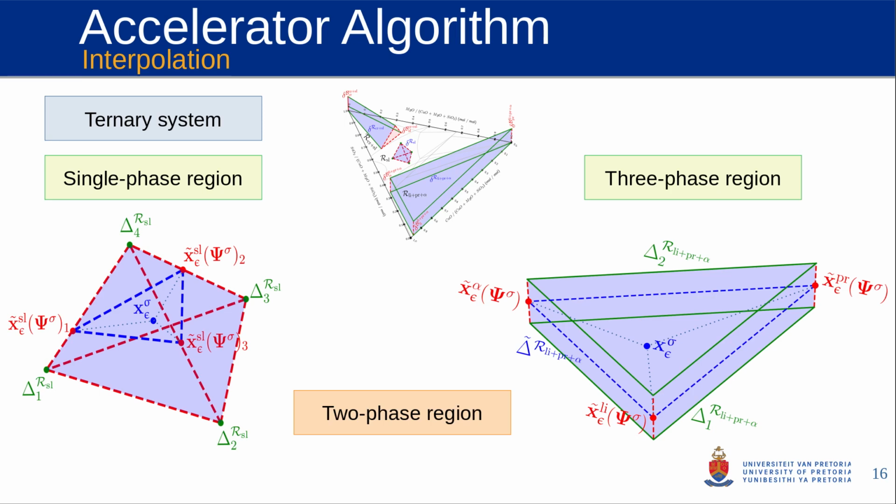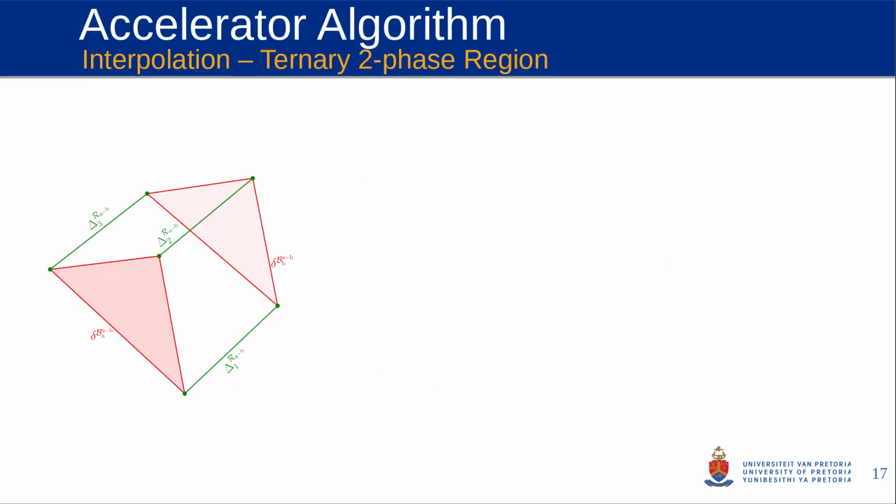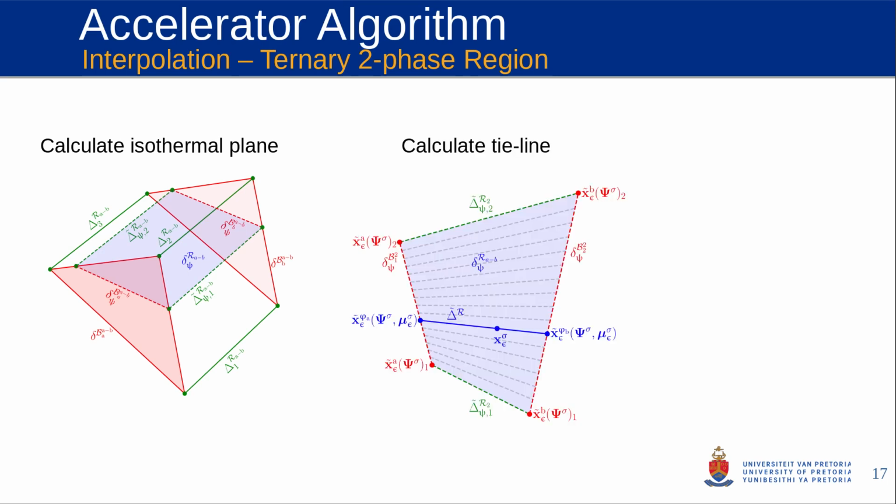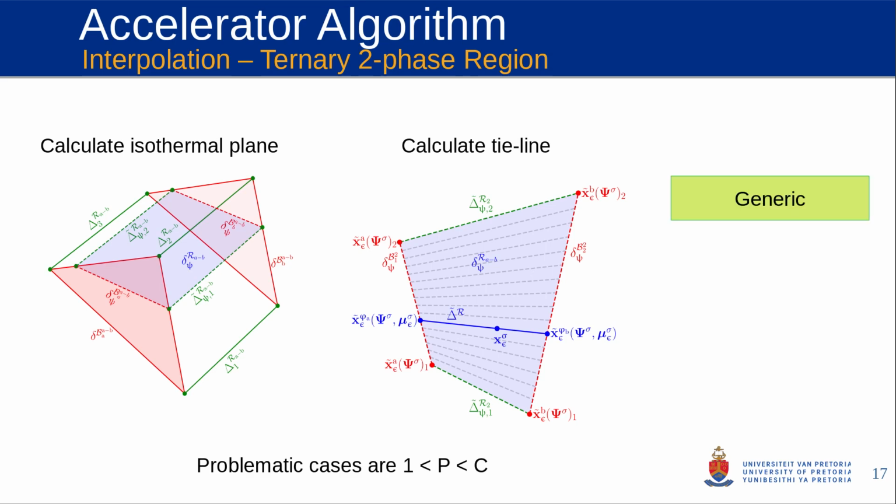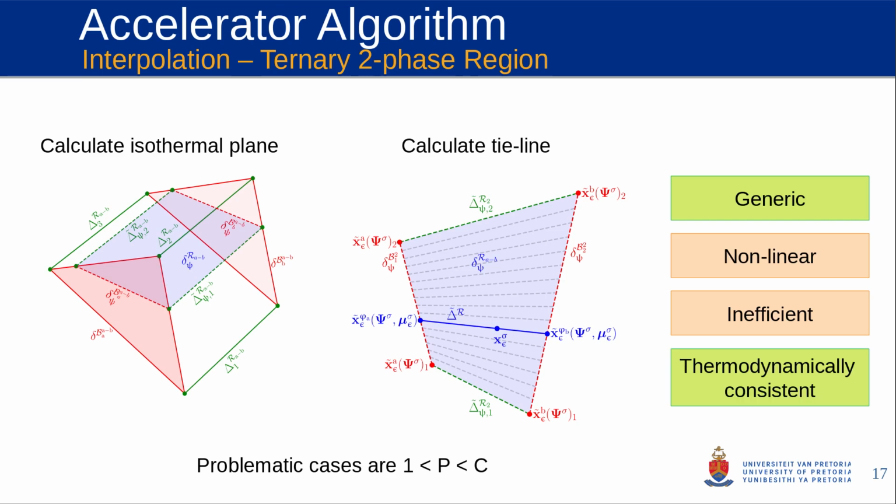The two-phase region, however, is a little bit more difficult. So if we interpolate towards the temperature, we get this isothermal plane, and somewhere on this isothermal plane we have to calculate the position of the tie line that perfectly fits through the specified system state. The interpolating algorithm that we've developed to perform this is generic, but however it is nonlinear and inefficient, but at least it is thermodynamically consistent, which means that the tie line that we've determined is always at the same temperature and chemical potential as the specified system state.